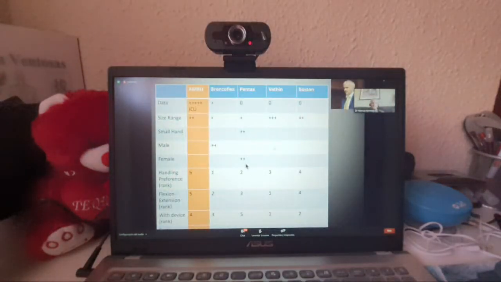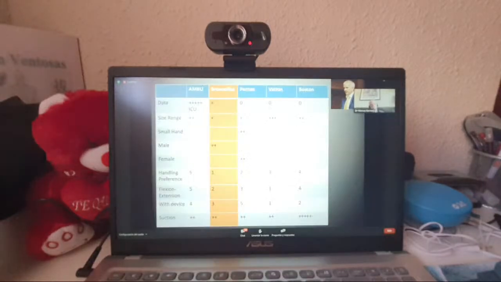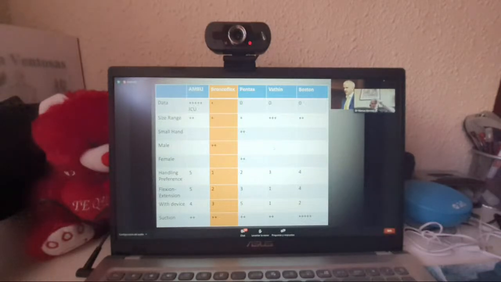So just to summarize, to go through each scope, the Ambu scope has the most data. The data is ICU. It's got a reasonable size range. In handling, it ranked 5, so that was the least preferred. Flexion extension ranked 5. With the device in, it ranked 4, and for suction, I'm going to average it at 2+ for all these. Ambu are aware of this, and they've made a 4th generation scope, trying to make it look more like a bronchoscope, trying to satisfy the respiratory physicians, but this is just released.